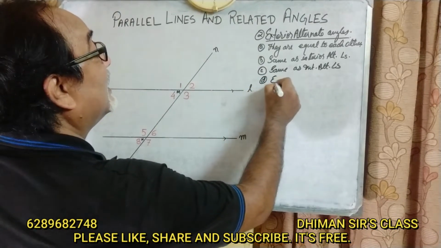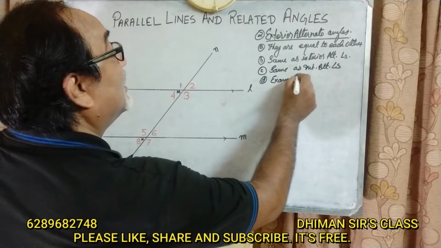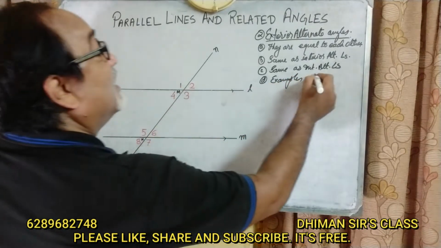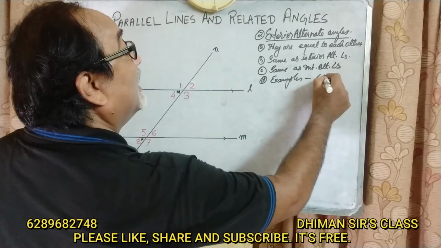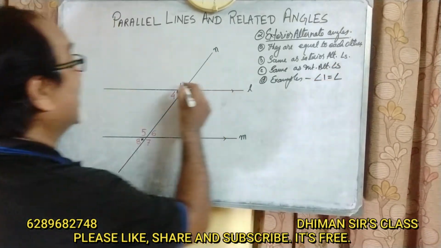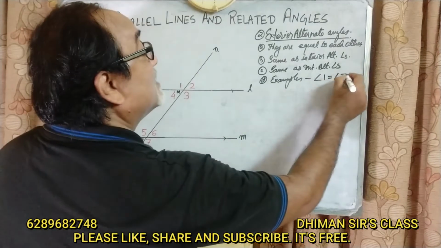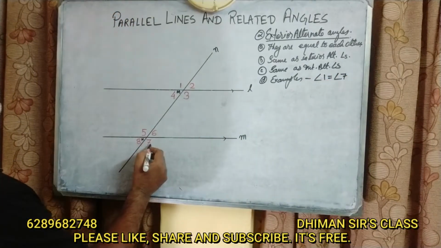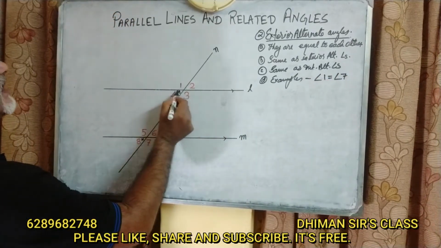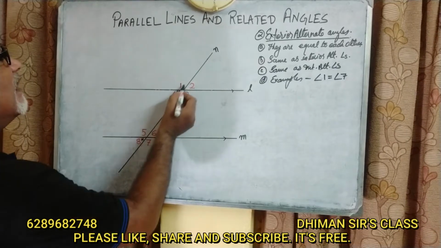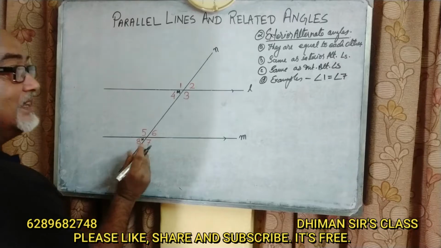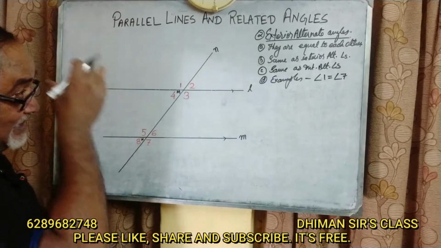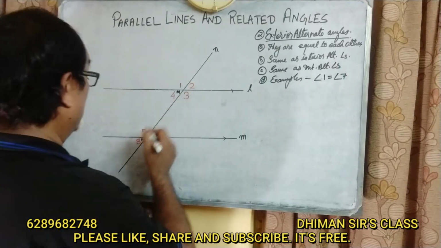So now with the help of the examples. B, examples, angle 1 is equal to angle 7. 1 contains this line, 7 also contains this line. 1 outside, 7 outside. 1 on this side of the transversal, 7 on this side of the transversal. Okay? Then angle 2 is equal to angle 8.